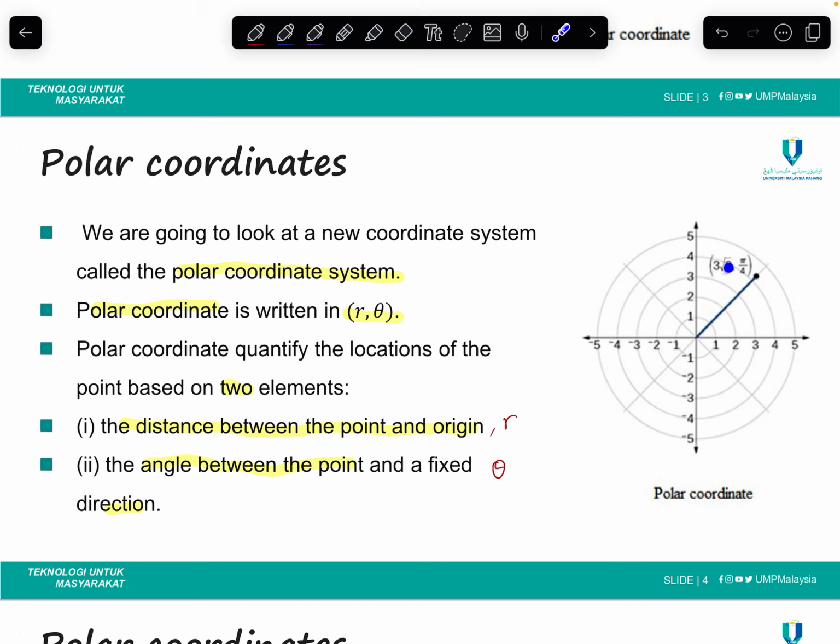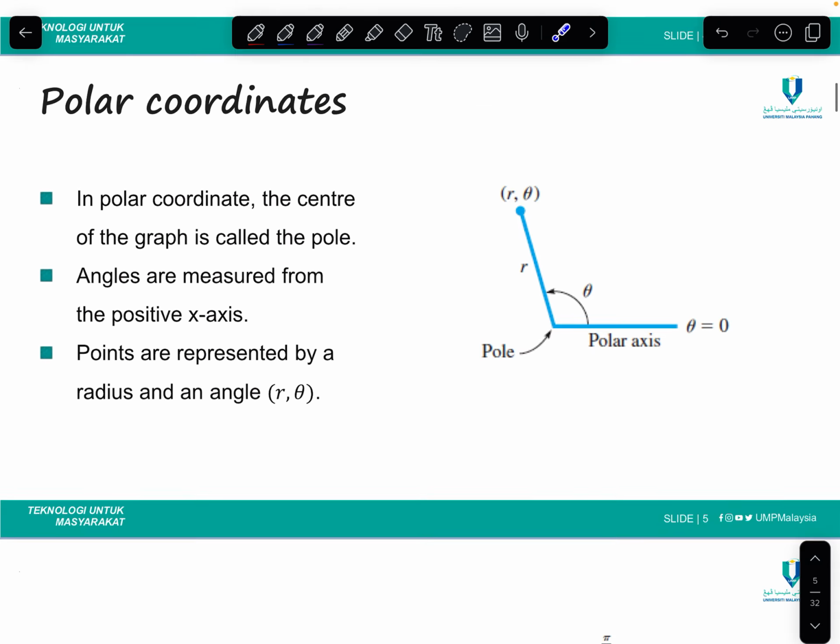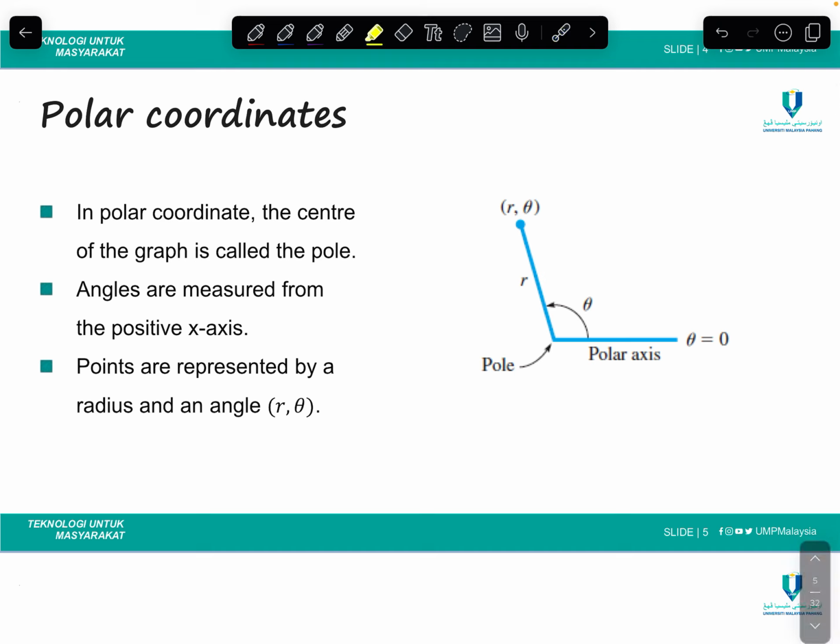The first element is r, which is the distance from the pole to that point. And the other element, pi over 4, represents the angle. In polar coordinates, the center of the graph is called the pole. So this is the pole, the center. In Cartesian or rectangular coordinates, we call that the origin, but in polar coordinates, we call this the pole.